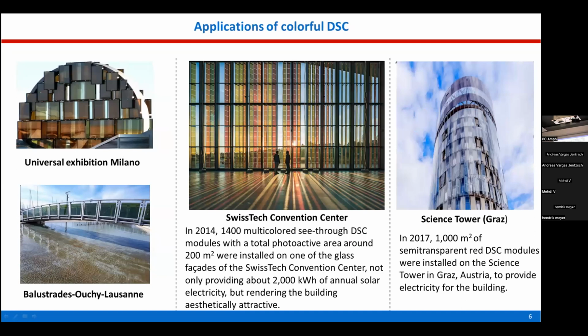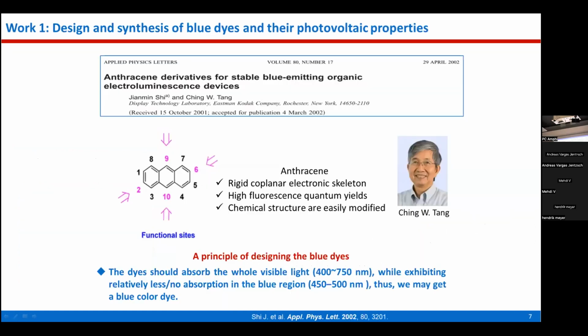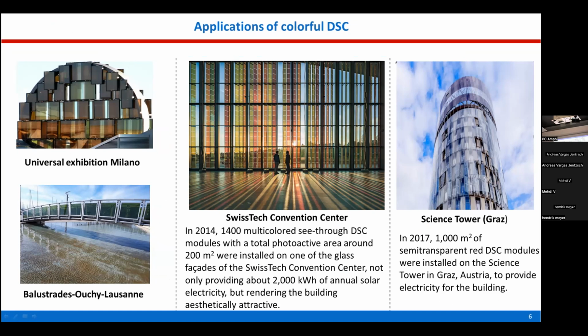Here you see the colorful dye solar cell panels. This is very colorful and impressive, but you can see that there are no blue solar panels, because at that time the blue one had not been commercialized yet. The main reason was that at that time there was no highly efficient blue photosensitizer. So I planned to target this challenging project, to think about how to design and synthesize a highly efficient and stable blue dye solar cell.